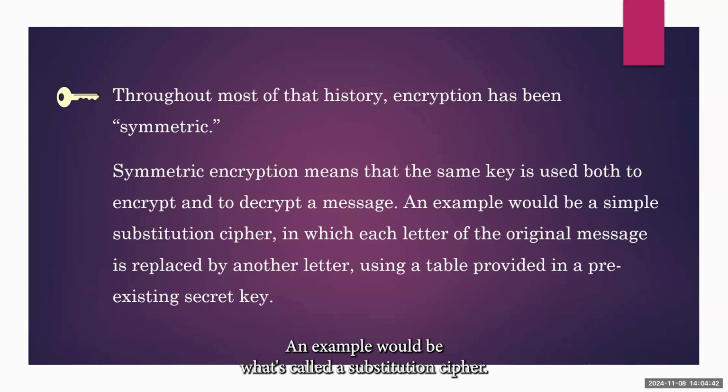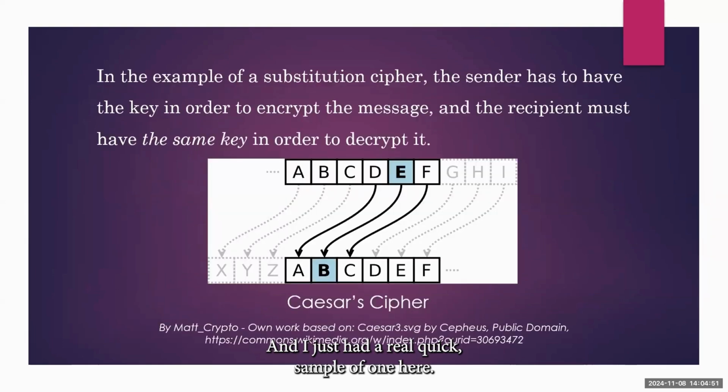An example would be what's called a substitution cipher, in which each letter of the original is replaced by another letter using a table provided in that existing secret key. And I just had a real quick sample of one here. This is a very old cipher called Caesar's cipher, purportedly used by Julius Caesar. And as you can see, the key was created by shifting all the letters 3 spaces down the alphabet, with the last letters wrapping around to be encoded with the first. And again, the important thing to know about this is that both the sender and the recipient have to have the same key.